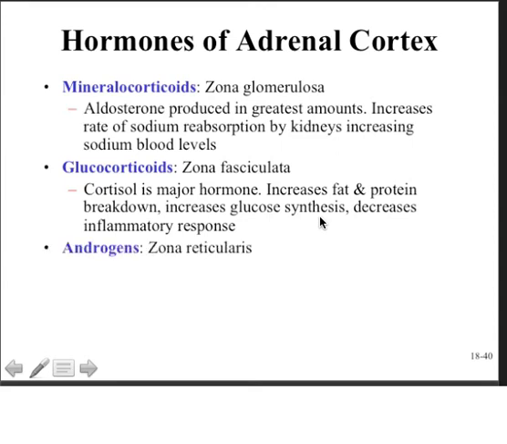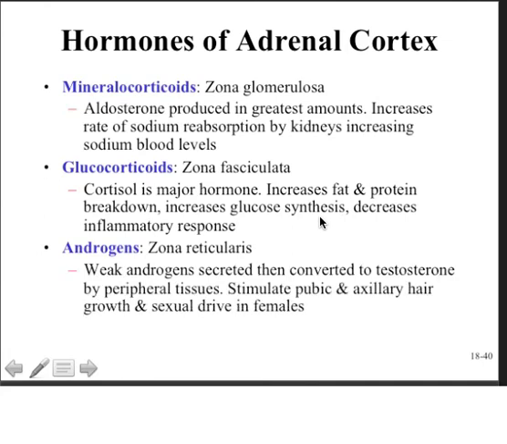And then finally the androgens, which are produced by the zona reticularis, and they mimic the action of testosterone on peripheral tissues. So they stimulate secondary sex characteristics. They improve sex drive, and they also have the indirect effect of increasing muscle mass and bone density and hematocrit.